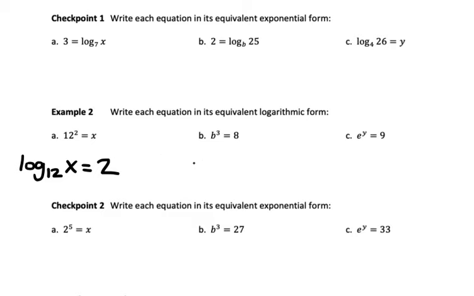For part B, my base is b, and then I'm going to write the 8, and that's going to be equal to 3. b to the third equals 8. And lastly, for part C, for this one my base is e, then I'm going to write the 9, and that's going to be equal to y. e to the y equals 9.